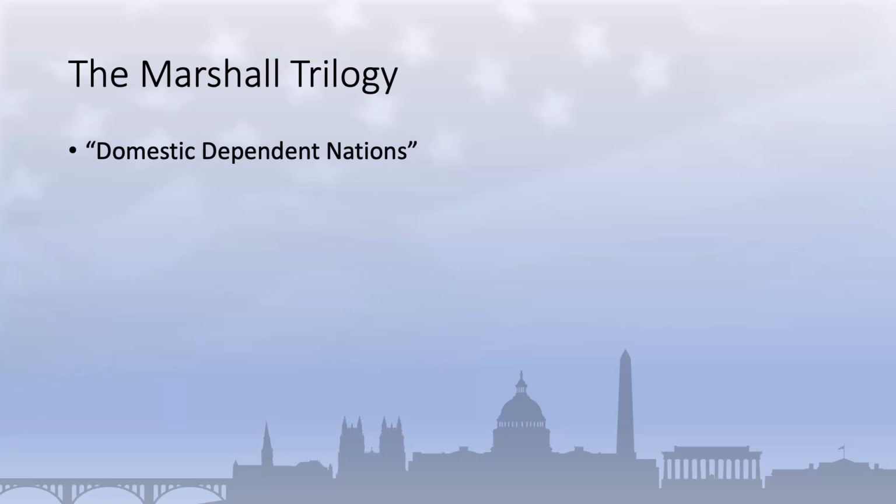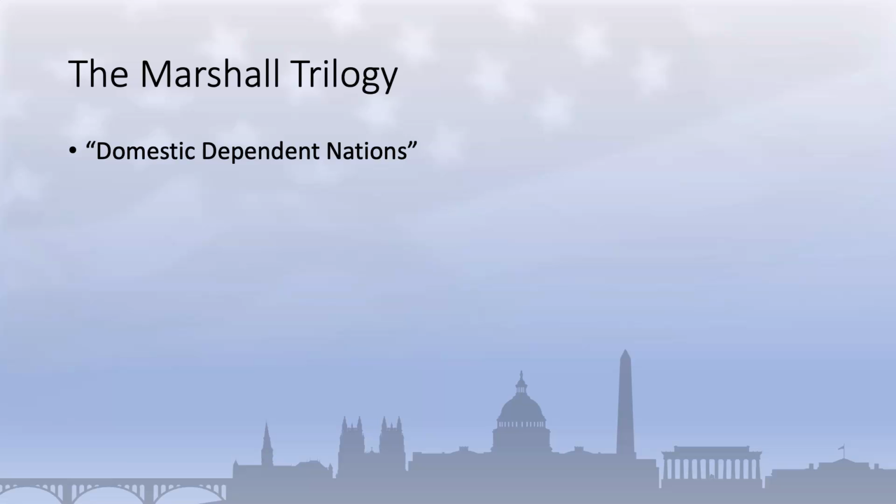nations. That description originated in the 1831 Supreme Court decision of Cherokee Nation versus Georgia, one of the three cases that comprise the so-called Marshall Trilogy. Named for then Chief Justice of the United States Supreme Court John Marshall, those three cases provided the foundation of federal Indian law, including the broad contours of tribal sovereignty, so they're worth exploring here in a bit more detail.